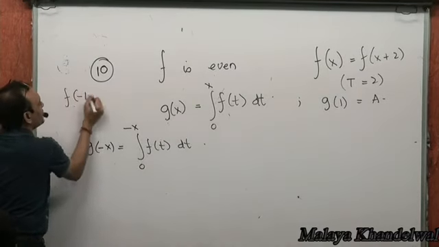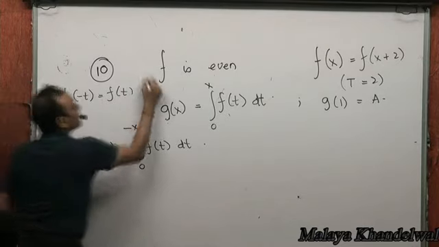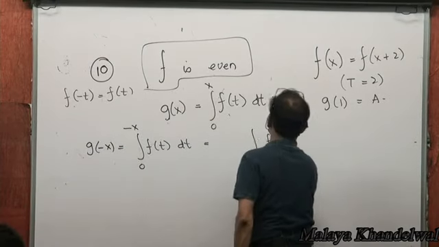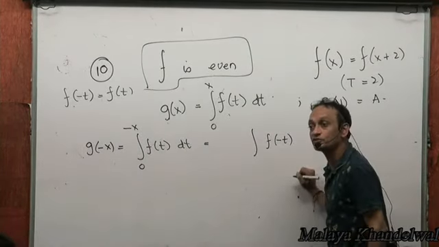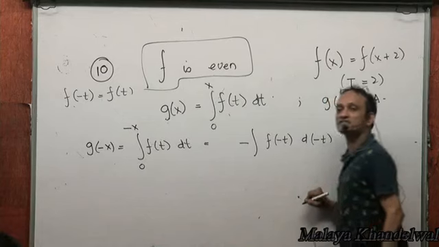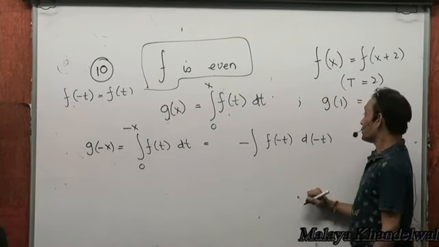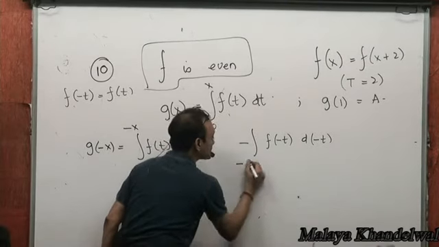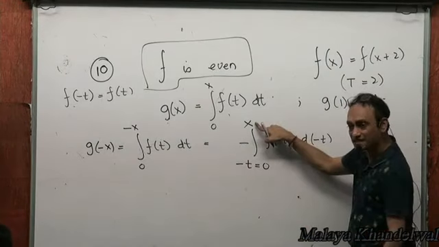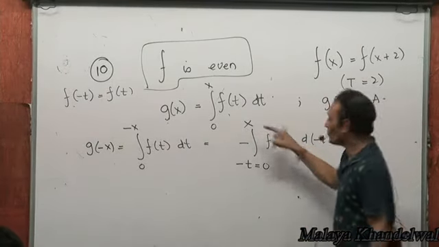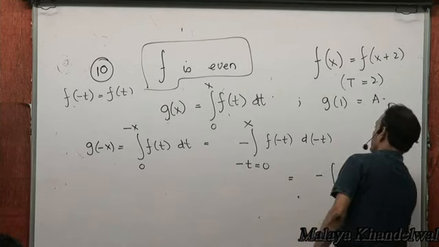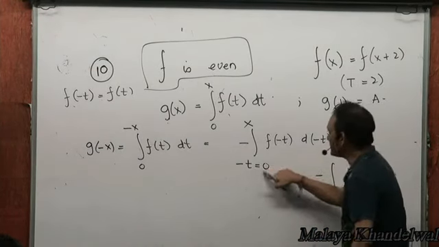Now, f(-t) is not an issue. That's the same as f(t). Why? Because f is even, right? So I write this as f(-t) d(-t) with a minus sign sticking out. While t runs from 0 to -x, -t runs from 0 to x. So this is minus the integral of f(z) dz, taking -t as z, where z runs from 0 to x.